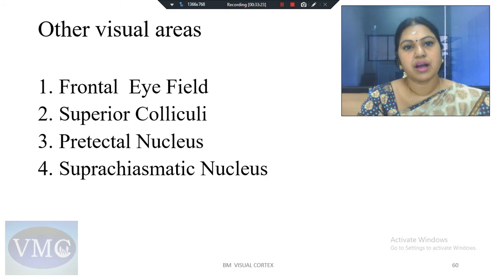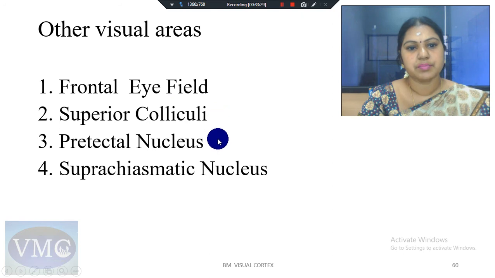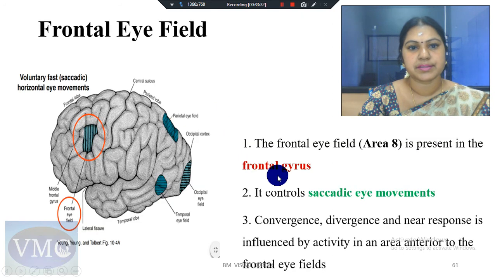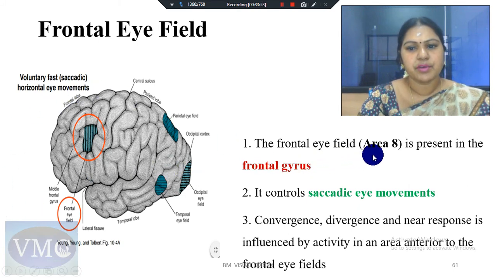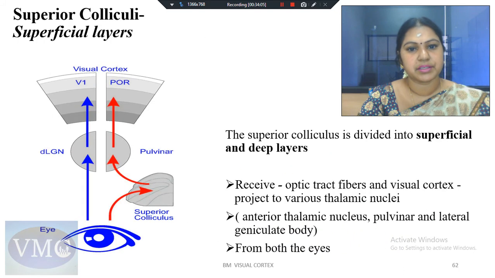So now we will look into other important visual areas of concern. One is the frontal eye field, superior colliculus, pretectal nucleus and suprachiasmatic nucleus. Frontal eye field: this is the occipital area which is concerned with your visual images, but along with that we have the frontal lobe, a part of which is called the frontal eye field, which is involved with the voluntary fast saccadic horizontal eye movements. Frontal eye field, Brodmann's area 8, is present in the frontal gyrus. It controls saccadic eye movements. Convergence, divergence and near response are influenced by this frontal eye field.